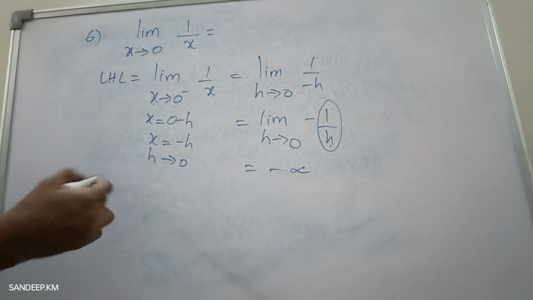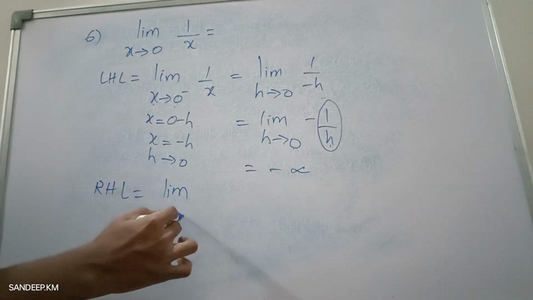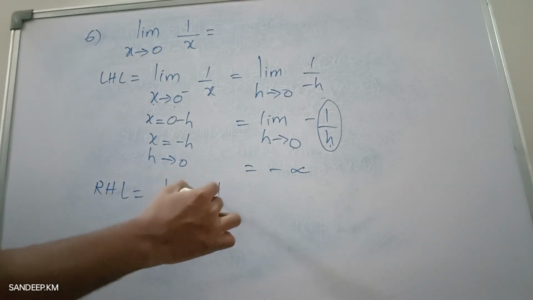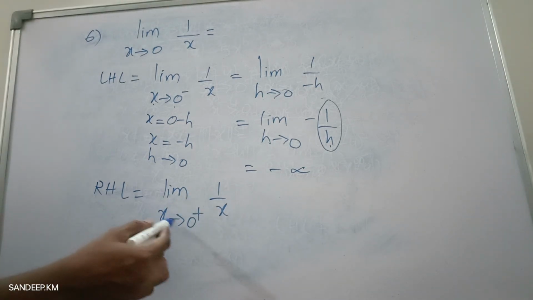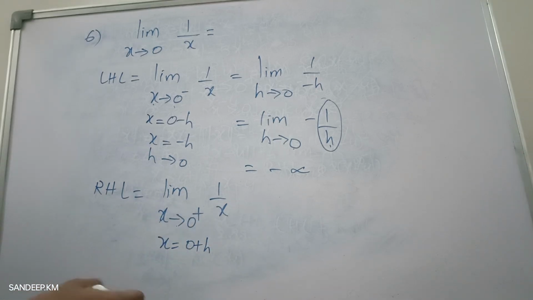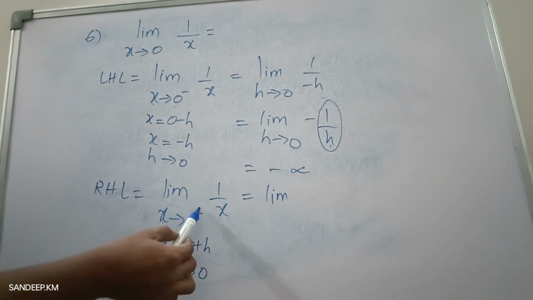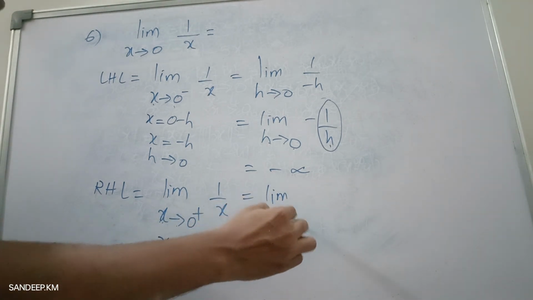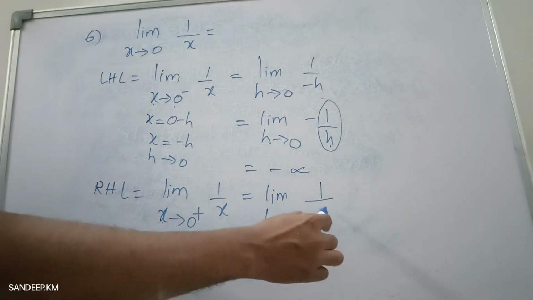Same way, dear students, what is RHL? RHL is equal to limit x approaches 0 plus 1 by x. Same way, x approaches 0 plus means x is equal to 0 plus h. Correct or not? And h is approaching 0. So therefore, it is equal to limit, instead of writing x approaches 0 plus, I am writing h approaches 0, 1 divided by, instead of x, we are writing h.